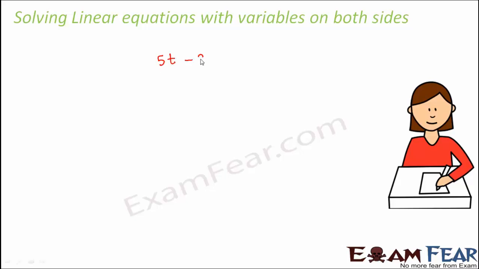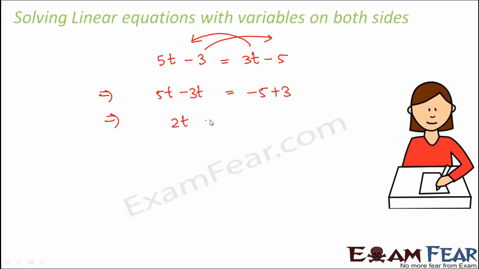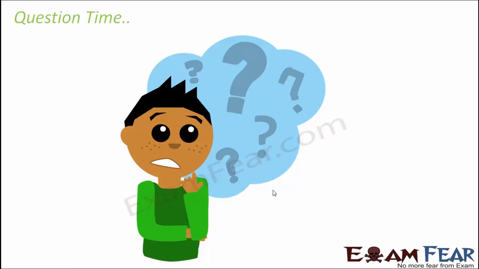So let's say you have an equation 5t minus 3 is equal to 3t minus 5. So here also we will send the variable here, we will send the constant here. So we get 5t minus 3t is equal to minus 5 plus 3. Or we can say 2t is equal to minus 2. Or we can say t is equal to minus 2 divided by 2. Or this is equal to minus 1. Therefore t is equal to minus 1 is a solution for this equation.